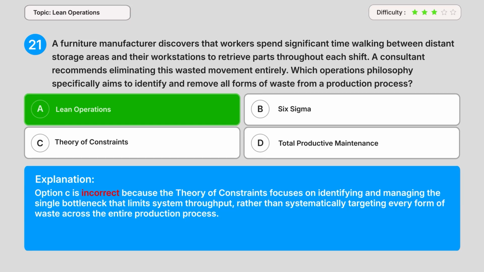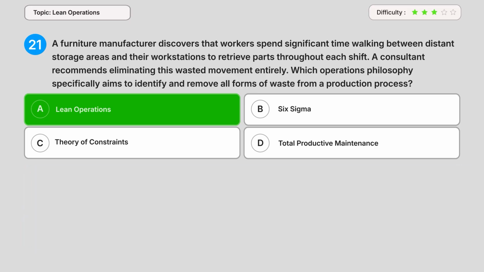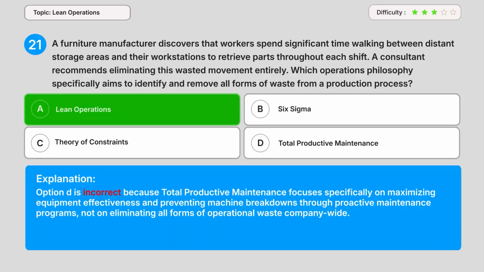Option C is incorrect because the theory of constraints focuses on identifying and managing the single bottleneck that limits system throughput, rather than systematically targeting every form of waste across the entire production process. Option D is incorrect because total productive maintenance focuses specifically on maximizing equipment effectiveness and preventing machine breakdowns through proactive maintenance programs, not on eliminating all forms of operational waste company-wide.